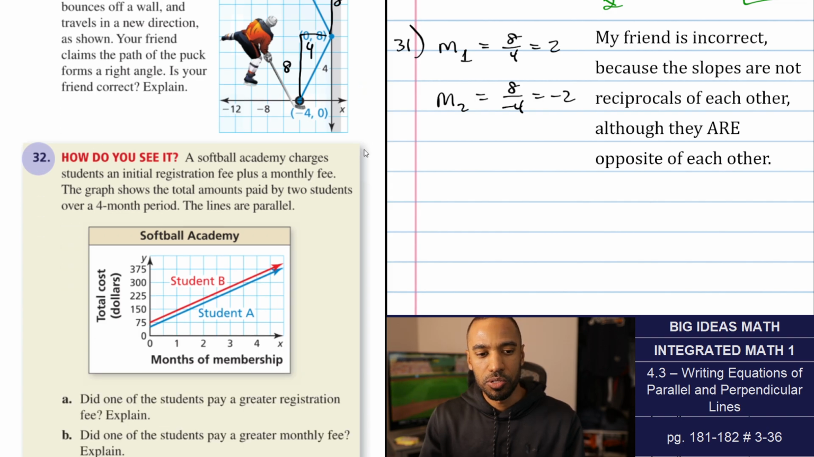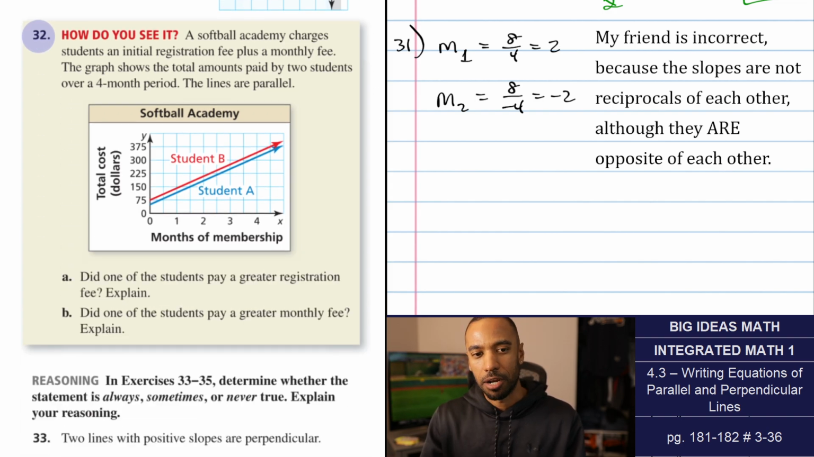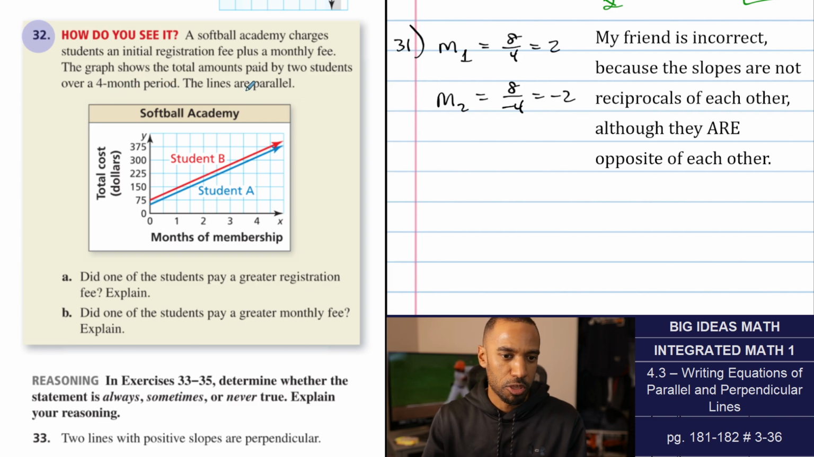Number 32, how do you see it? A softball academy charges students an initial registration fee plus a monthly fee. The graph shows the total amounts paid by 2 students over a 4-month period. The lines are parallel. Okay, they tell you they are, and they look so. Student B starts from maybe $75 and goes at some rate. I can't really tell. Student A is a little less and goes at the same rate because they're parallel, right?